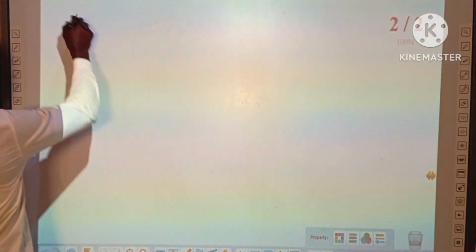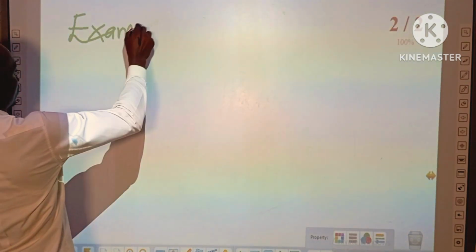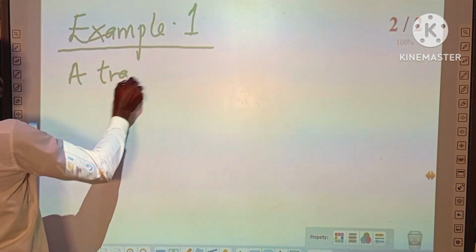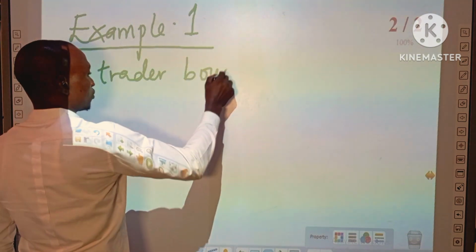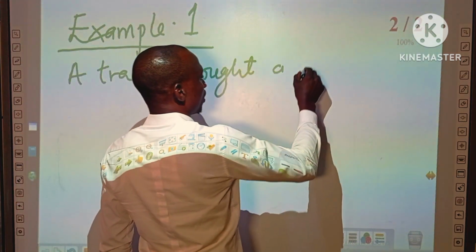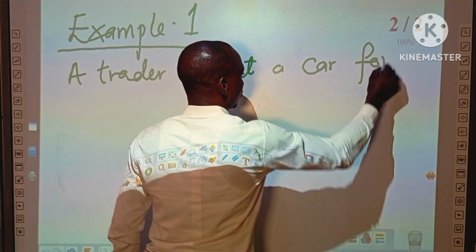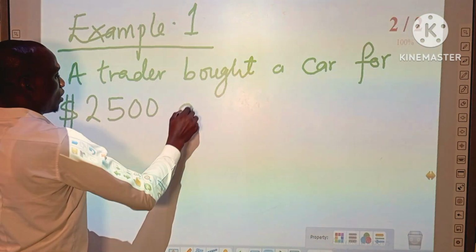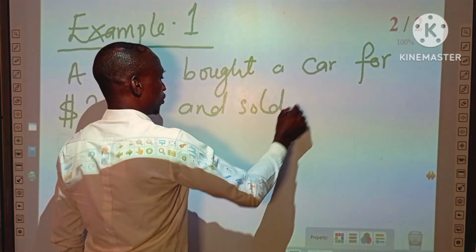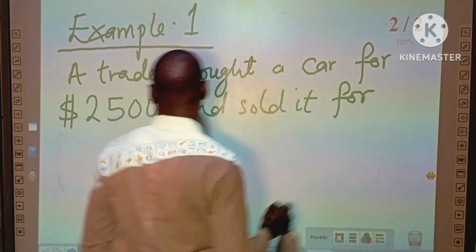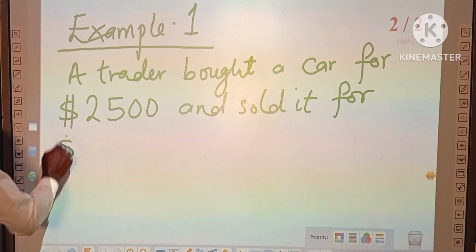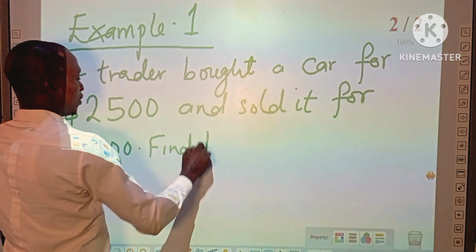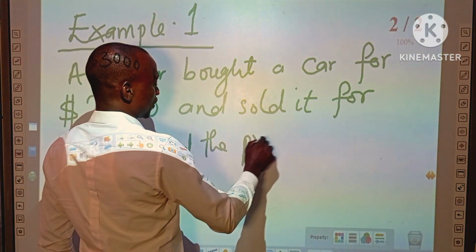My first question, example 1. A trader bought a car for $2,500 and sold it for $3,000. Find the profit percent.